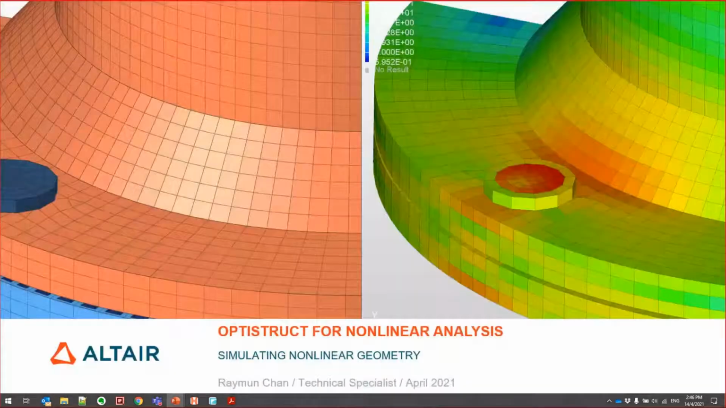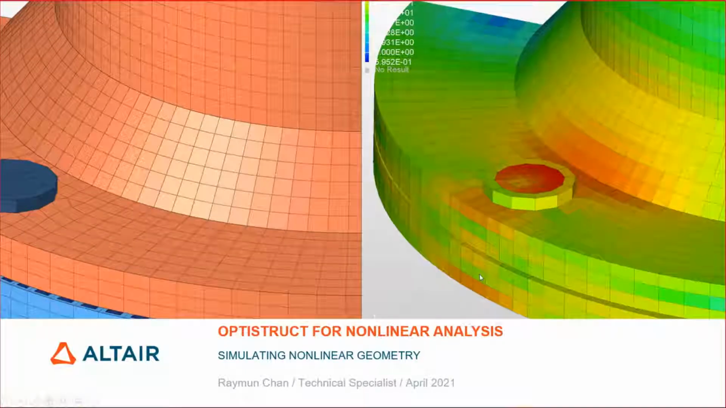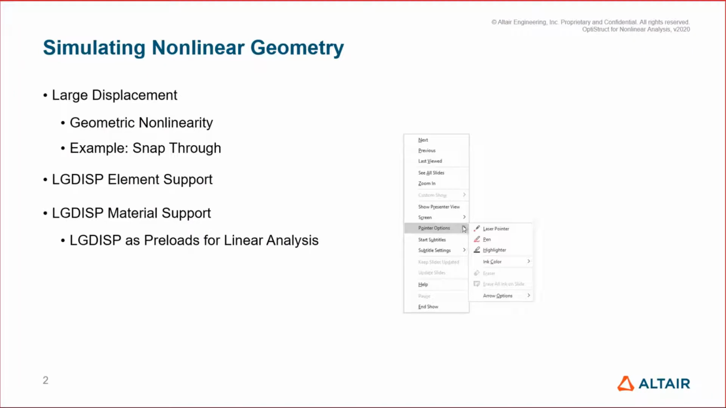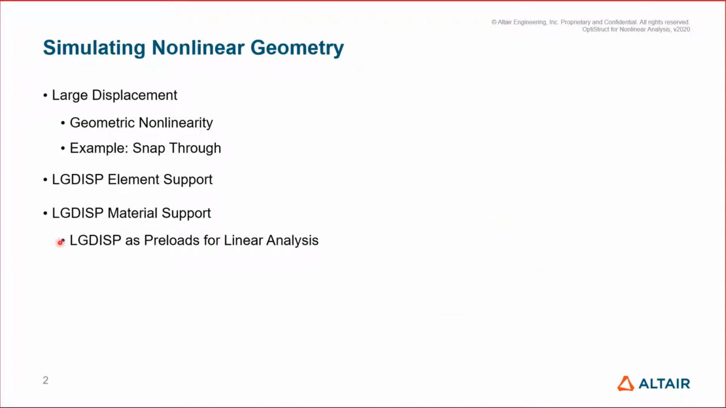Nonlinear geometry. We have actually touched on this, and we actually use it a few times as well. So basically, how do you activate nonlinear geometry? It's with large displacement. You just need to turn it on, either from the PARAM or you set it in the NLPARM, large displacement.